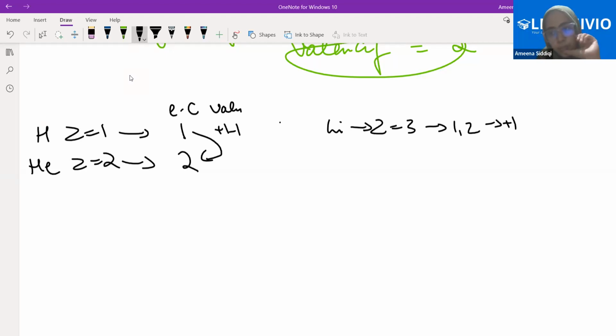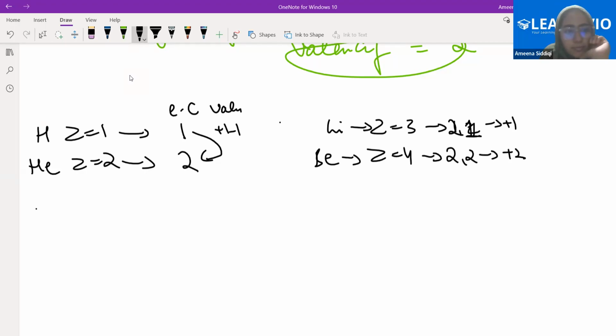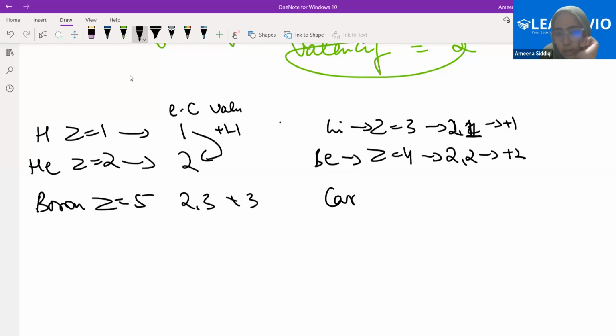Fourth is beryllium. So Z is equal to 4. That means this was 2, 1, so now 2, 2. It again wants to gain the electronic configuration of helium, therefore plus 2. Then after that, we have boron. Z is equal to 5. So 2, 3. Plus 3. Carbon. Z is equal to 6, 2, 4.